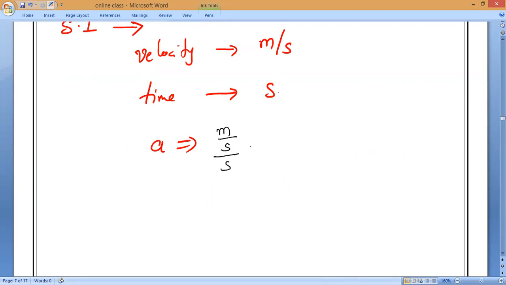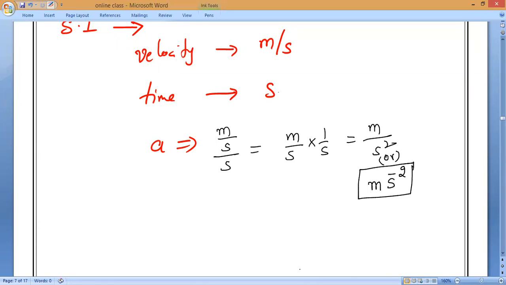So meter per second divided by second, which is equal to meter per second into 1 by second, which is equal to meter per second square. Or we can say meter second inverse square. So this is the SI unit of acceleration. That is the unit. Please kindly write it. Clear? Yes, sir. Do it fast.